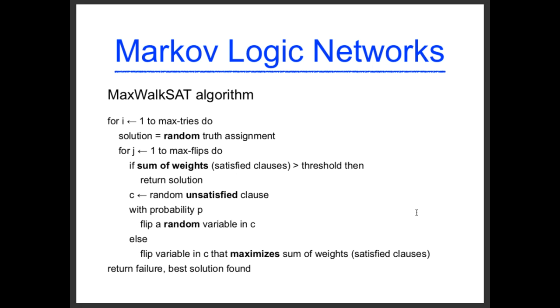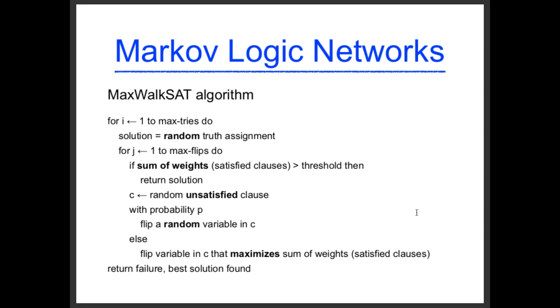Now, what happens? If the sum of the weights of the clauses that are satisfied is already above a certain threshold that you accept, then you are done. This is your solution. Otherwise, you have to perform this flip. So which is the atom that you flip? It works in this way.